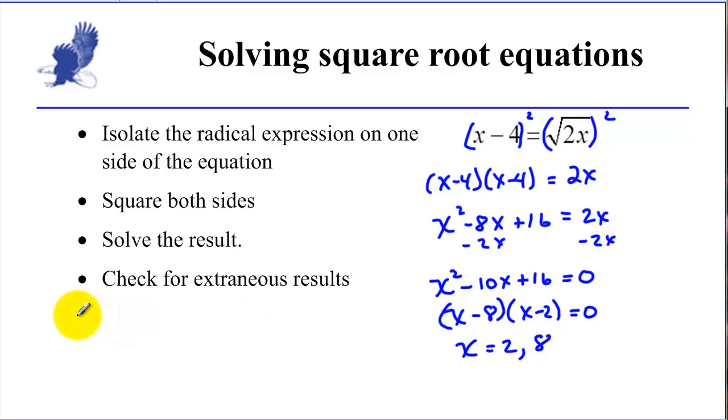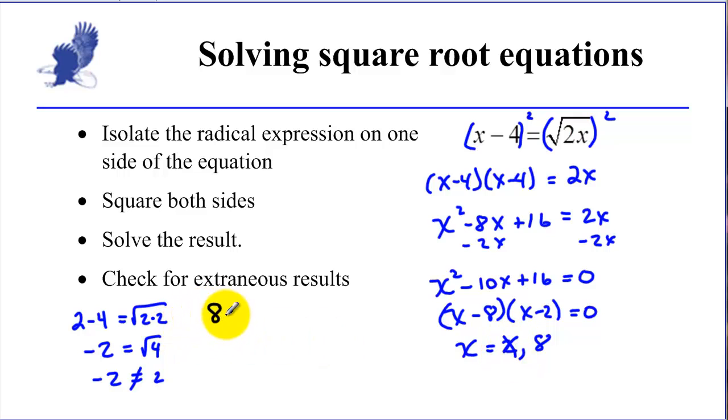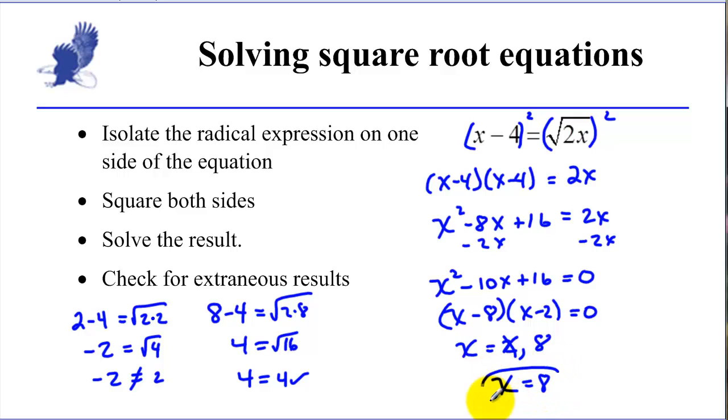If we put 2 into the original equation, 2 minus 4 equals the square root of 2 times 2. So we have negative here equaling a square root, so we know that's going to be a problem. So negative 2 does not equal 2. So this one is extraneous. Let's try the 8. 8 minus 4 equals the square root of 2 times 8. 4 equals square root of 16, which we know it does. So that one checks out. So we have one solution here, x equals 8.